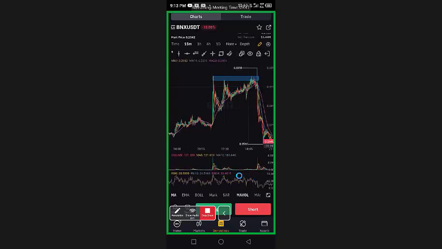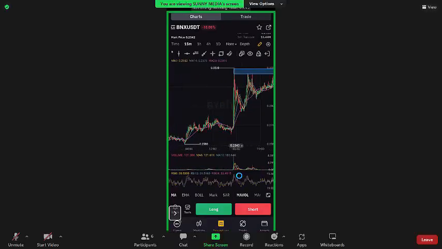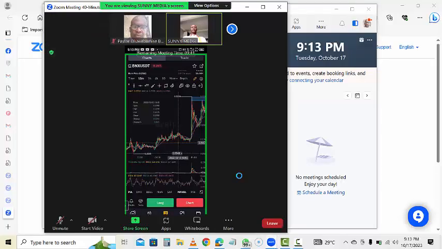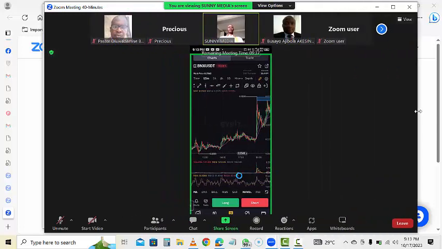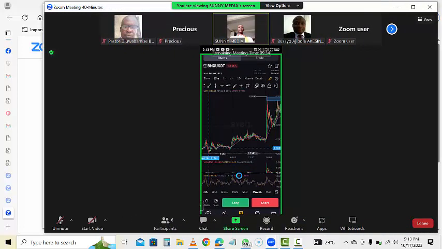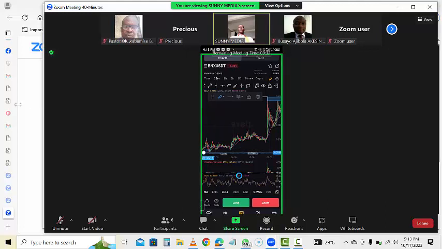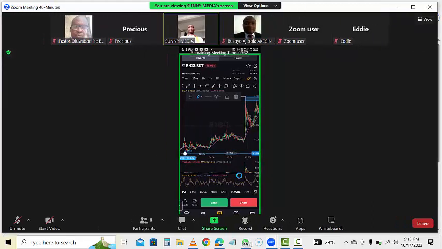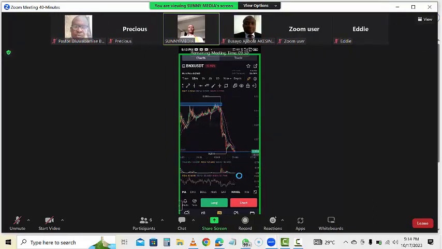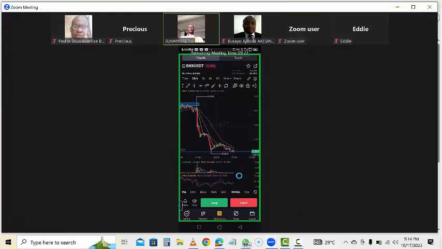I'm trying to draw something. Let me try this one. Good, like this. So now let's go. Perfect. And then I'm seeing already from the pin bar, and now it's covering it. So this is a good long entry for scalp.